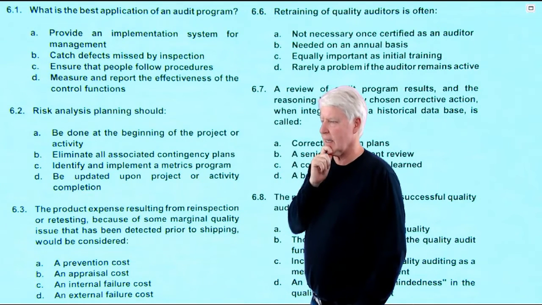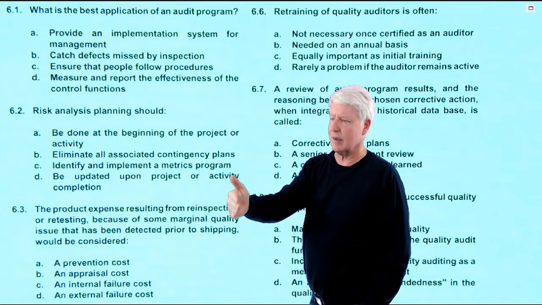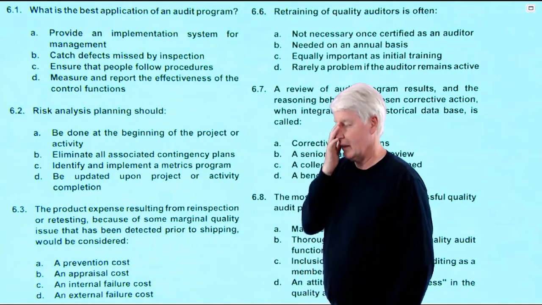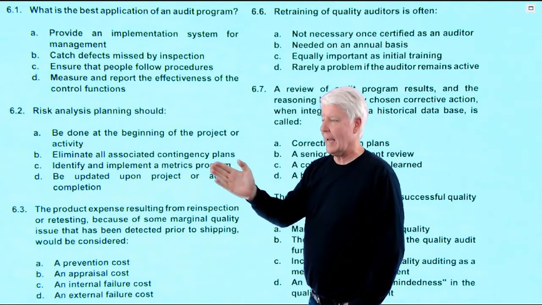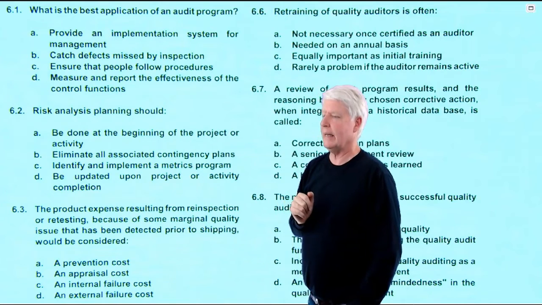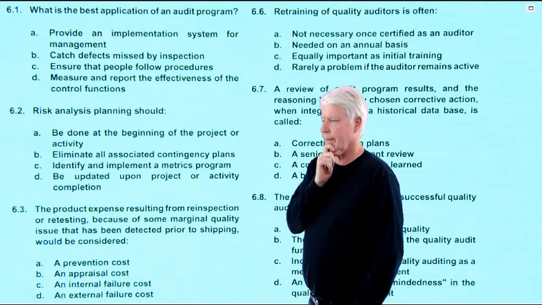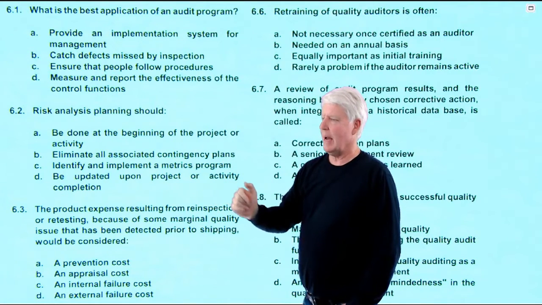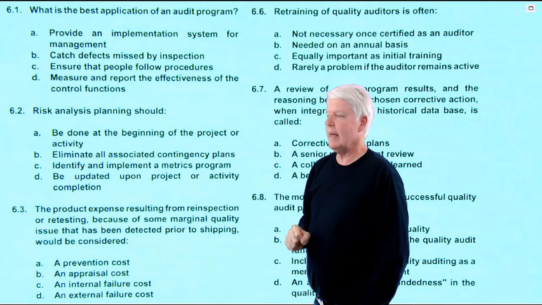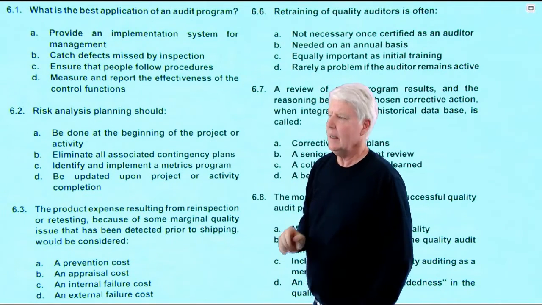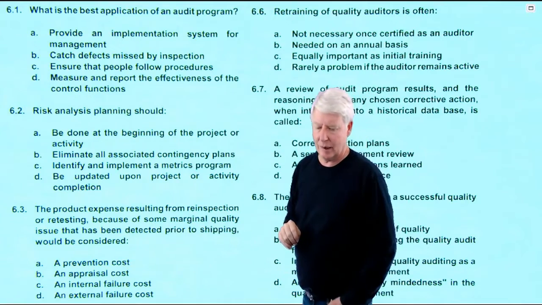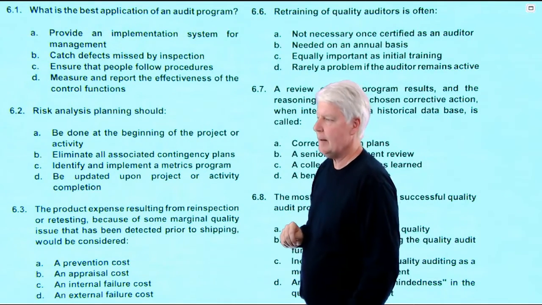Eliminate all associated contingency plans? No. The outcome of a risk analysis could be that you have contingency plans, so it's not to eliminate them. No, so B's out of there. I like A, I don't like B. Identify and implement a metrics program. No. It just doesn't match that statement. Be updated upon project or activity completion. No, it should be done at the beginning. No doubt, 6.2 is A. I'll still look it up, but it is A.